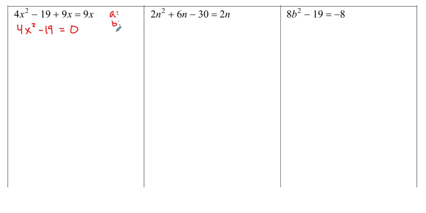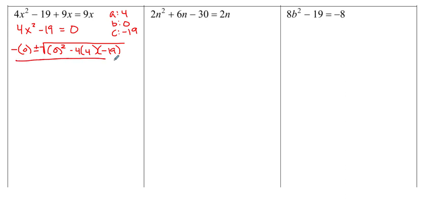Put down my a, my b, and my c. I got an a of 4, a b of 0, and then my c term is negative 19. All right, let's plug this in. Negative 0 plus or minus square root of 0 squared, minus the 4 because that is always there, times my a, which is 4, times my c, which is negative 19. And this is all over 2 times my a value of 4. All right, negative times 0 is just 0, so we don't even need anything out front. I'm just going to hit that up with the plus or minus.